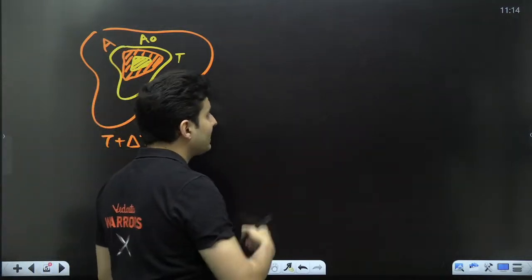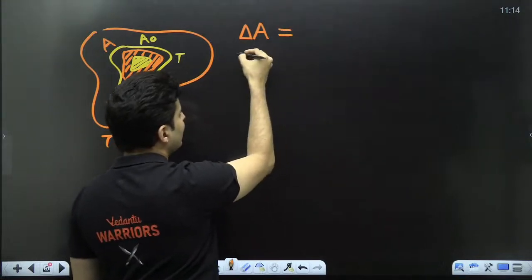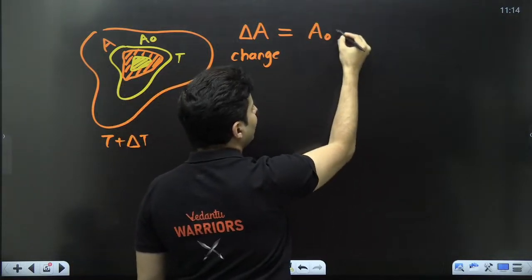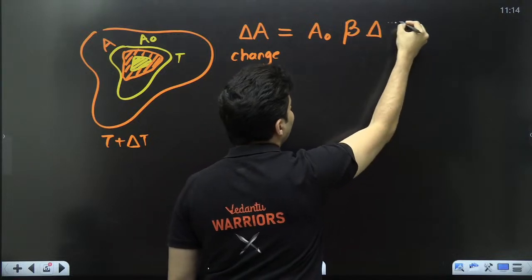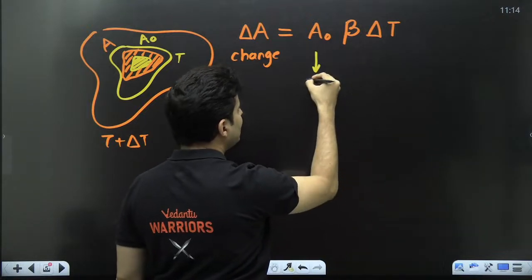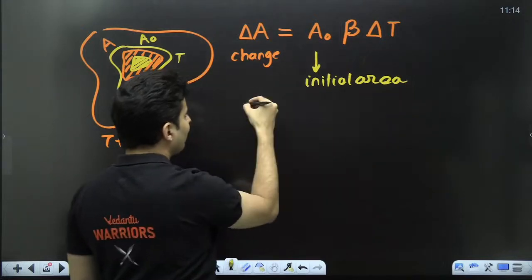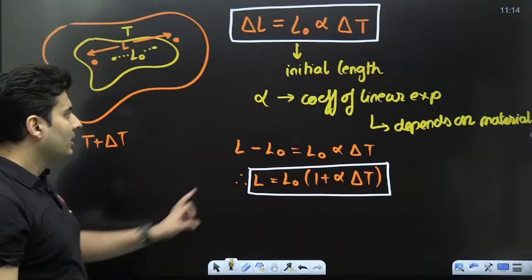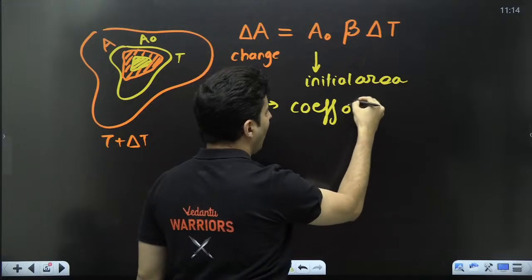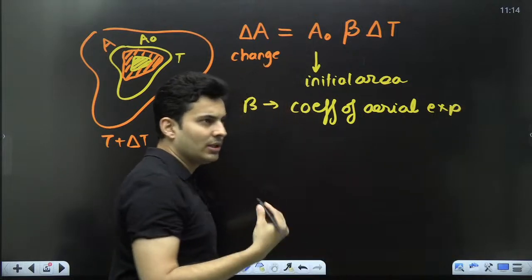So then you will see that the final change in the area, this is basically your change in the area. Remember that the change in the area will be original area, instead of alpha it is beta, and then you have delta T over here. This is your initial area before expansion. Beta, just like before, instead of coefficient of linear expansion, is called your coefficient of areal expansion.